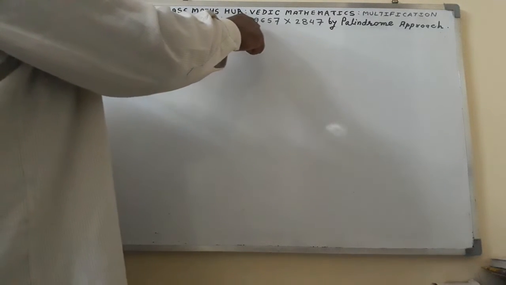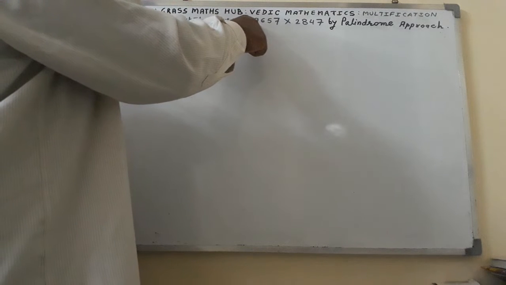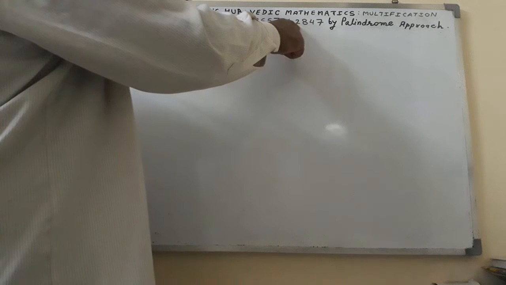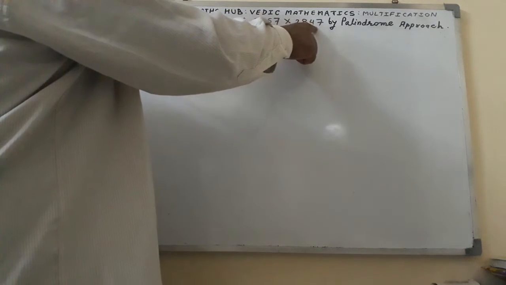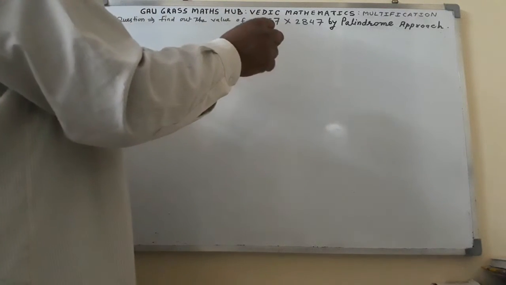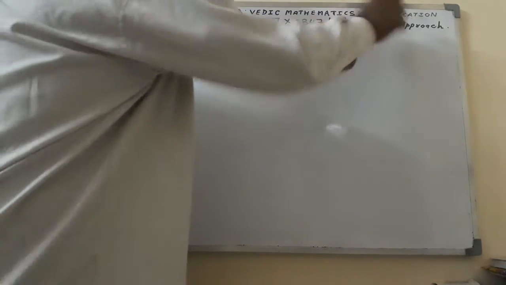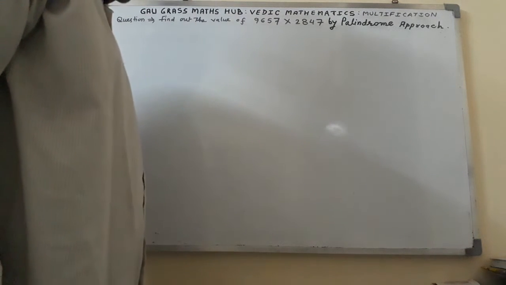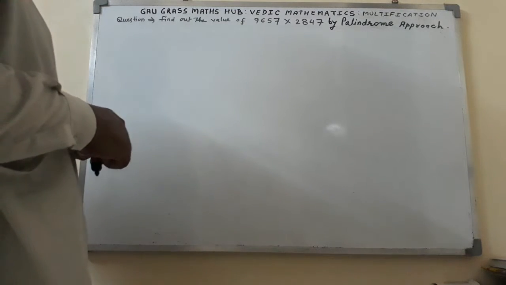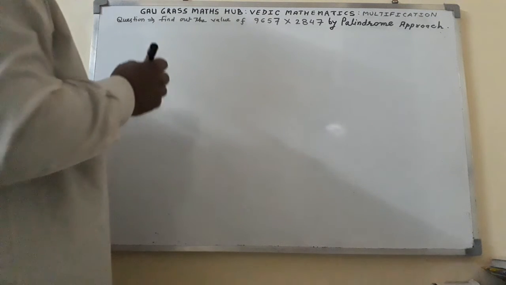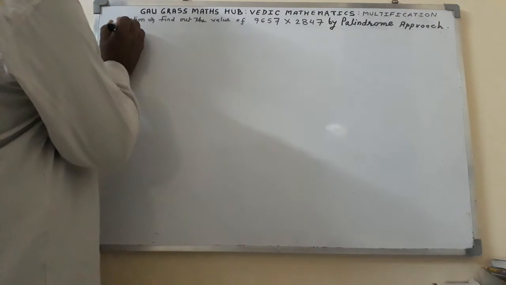The first number consists of 4 digits, 9657. The second number consists of 4 digits, 2847. The two numbers will be multiplied together by the palindrome approach of Vedic mathematics on multiplication. Let us see how this question is going to be solved. Here I shall write the solution.